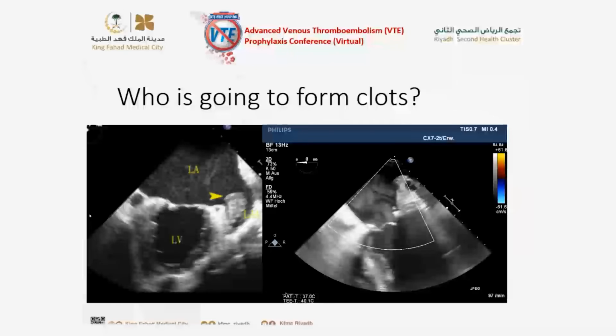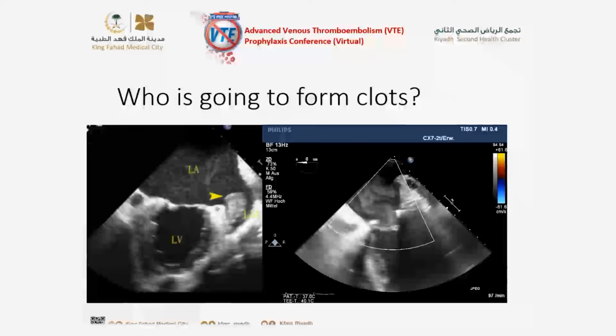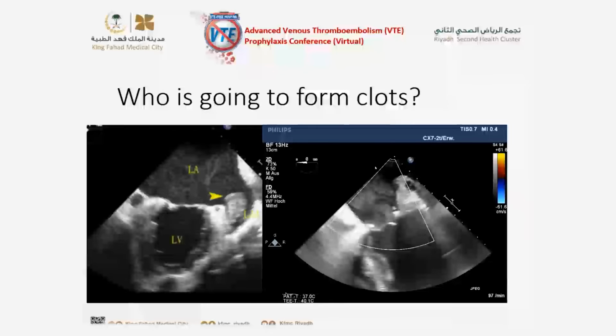Again, the money is who's going to form clots, who's going to develop clots in their left atrium and then embolize from their left atrium. So on your right side here, you can see a TEE. This is a transesophageal echo where the probe is sitting in the esophagus. And then the first chamber that you're seeing is the left atrium.